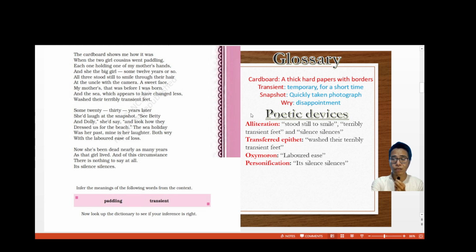Labored ease means two different words with two different meanings are used in the same phrase. When it is used in this way by the author, we can say it's an oxymoron. Personification is when we give human qualities or values to non-living things or animals or birds. In that case, we say that we're personifying that thing. So I think every one of you got a little bit of an idea about this poem, the glossary, and also some of the poetic devices used by the poetess here.